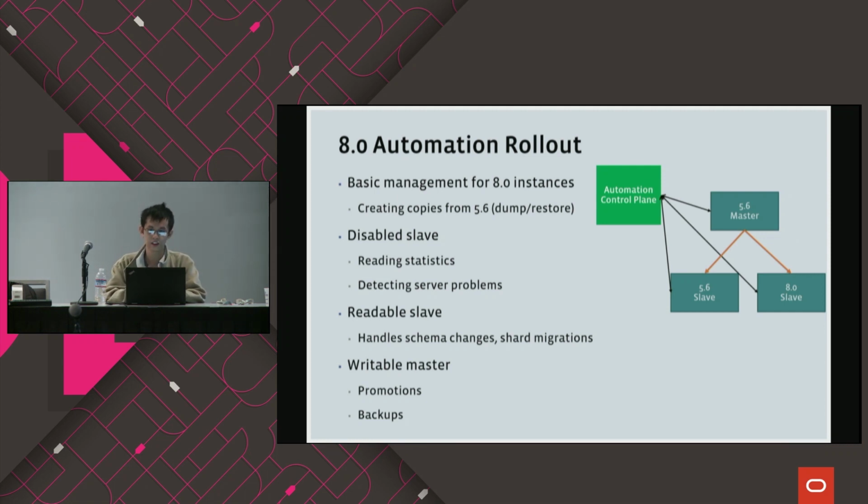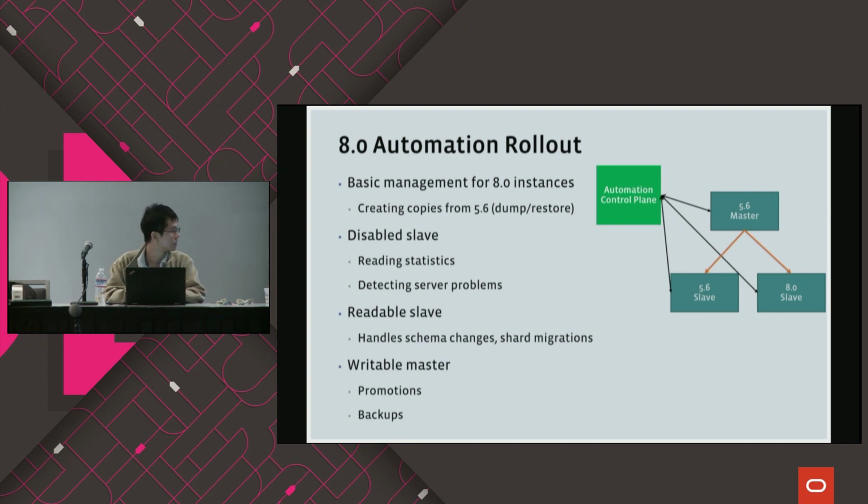The next phase is basically having a disabled slave. This tests 5.6 to 8.0 replication. It's just making sure that both binaries still interpret the protocol in the same way and there are no issues there. Other things that we're testing with a disabled slave include pulling statistics from the server, making sure that reading stats still works. As I said before, some stats have moved locations, so we're watching out for query errors and whatnot. We also have other background health checks on the host for detecting server issues, and we just want to make sure that these still work.